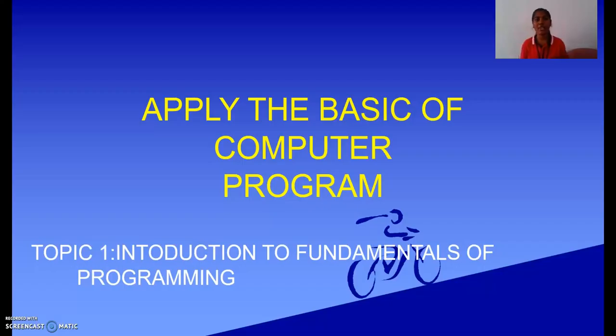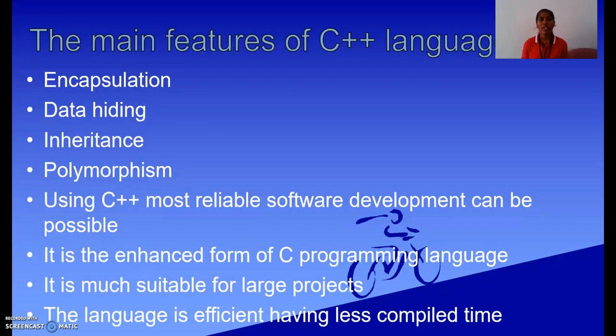Today I'm going to present how to apply the basics of computer programming. The main features of the C++ language: encapsulation, data hiding, inheritance, polymorphism. Using C++, the most reliable software development can be possible. It is the enhanced form of the C programming language. It is much more suitable for large projects. The language is efficient, having less compile time.